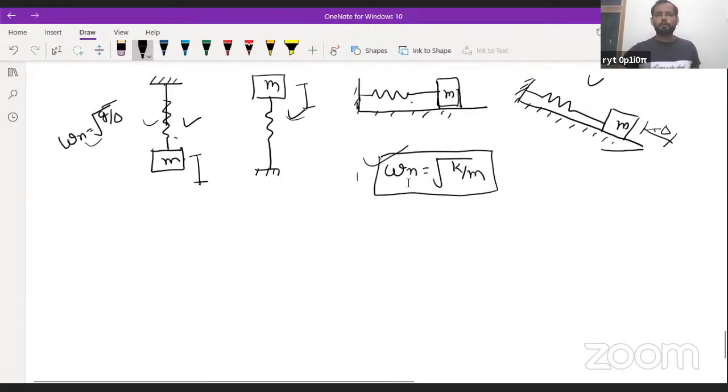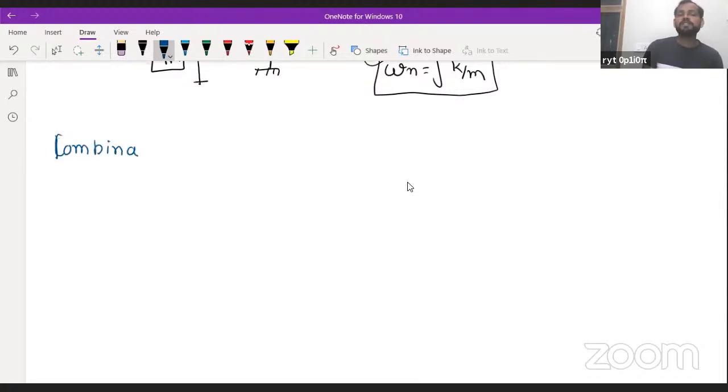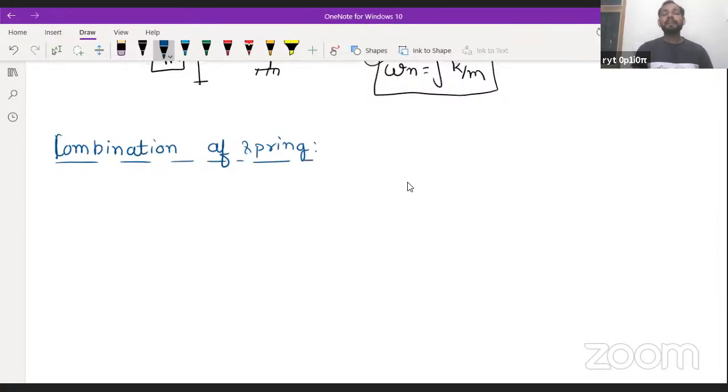Now there is one more thing. This is the system with a single spring, but sometimes you will get a combination of springs. There is only one mass. Why one mass? Because we always deal with a single degree of freedom system. So sometimes you will get a combination of springs, meaning more than one spring. Then what will you do? As you know, when there are more than two springs, the springs can be arranged in two manners. Either the springs can be arranged in parallel, or in series.